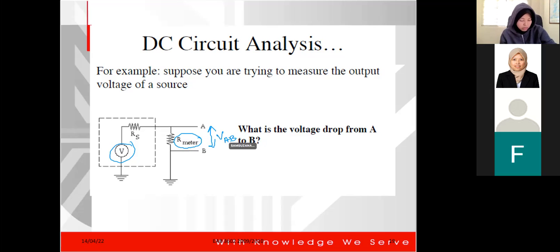Okay. I will give you 5 minutes for you to figure out. Masing-masing tolong buat. And then nanti saya akan probably call a name for you to share with the class how you calculate voltage drop across AB. Right now it's 8:35, so 8:40 I will call you to share the calculation.